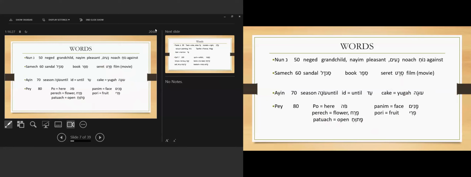Shall we do one more, or is that too much? All right. Let's do mem, because mem is sort of just one, and it's not very long.